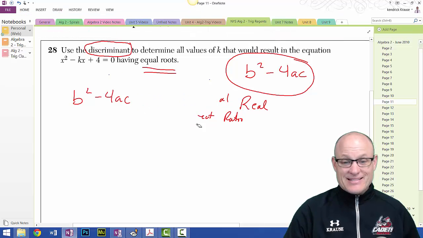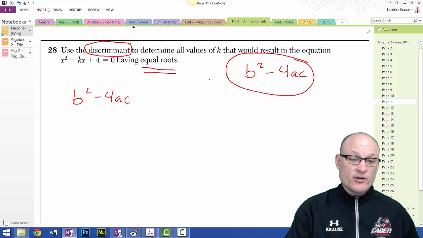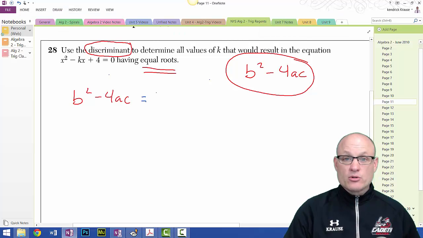By the way, if it's less than 0 or negative, that means you're taking the square root of a negative, and we will have imaginary numbers. But I want equal roots, and when I want equal roots, then the discriminant has to equal 0.